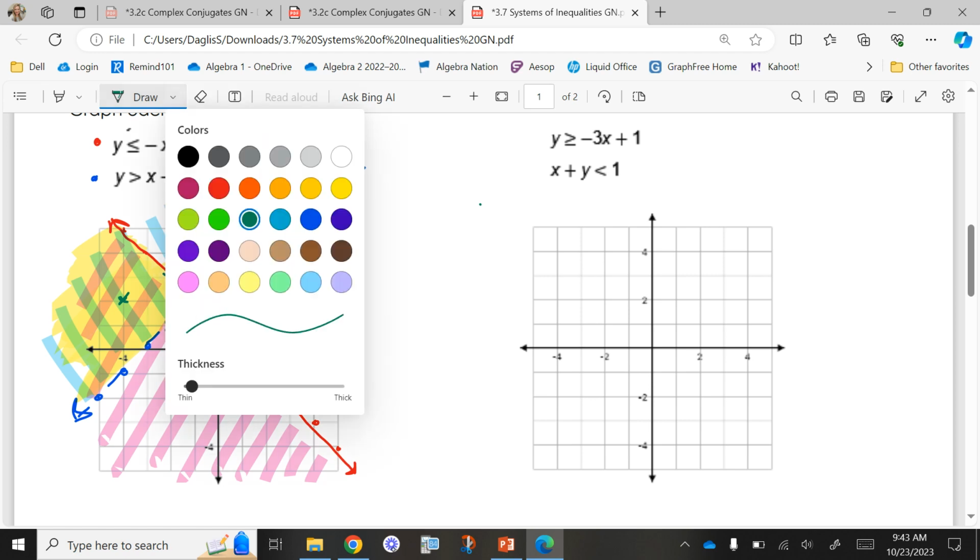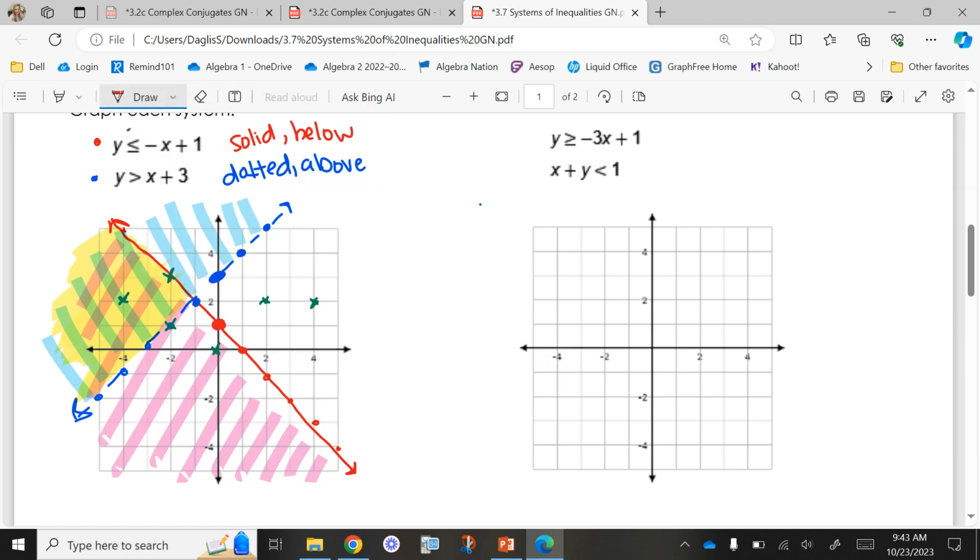All right, my next one. Here we go. Y is greater than or equal to -3x plus 1. Where is this line going to start? Where y is a positive 1. How am I going to move from here? Here you go. 1, 2, 3 over 1. I can also go backwards. 1, 2, 3 back.